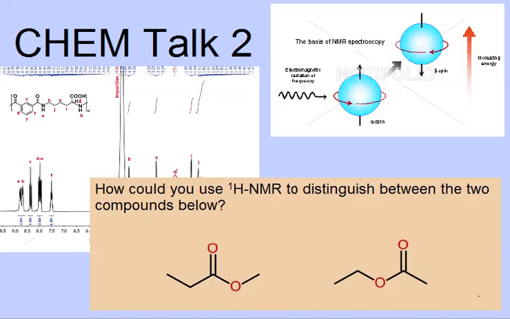So, looking at two molecules which are similar in structure and trying to utilize proton NMR to distinguish the two molecules, because if we tried infrared spectroscopy with the same functional groups, carbonyls and ether links, we'd get a very similar spectroscopy printout for these two compounds.